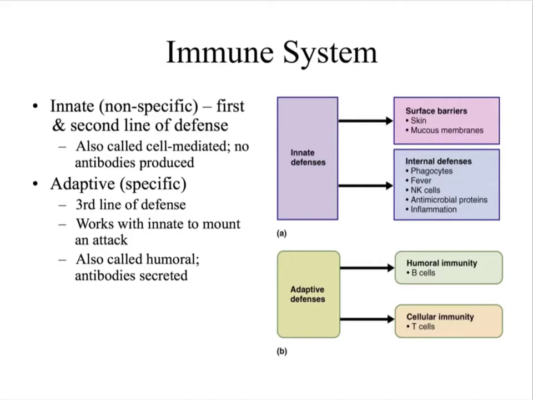This is like your skin and mucous membrane. It tries to keep everything out. And then you also have internal defenses, which are different types of white blood cells, but they're also non-specific. So phagocytes, for example, will engulf anything.